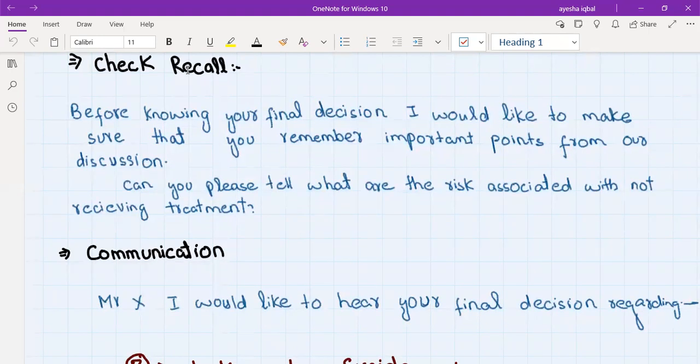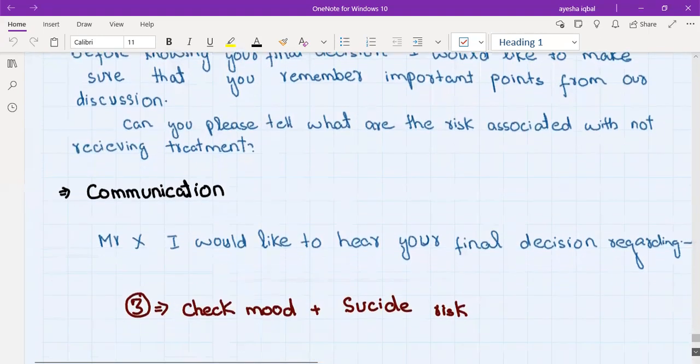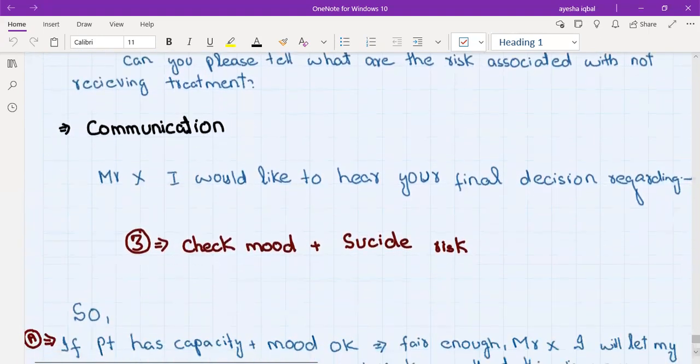And the final step here is checking communication. The patient must clearly communicate to you at the end that he does not want to receive this treatment. So you should ask him, Mr. X, I would like to hear your final decision regarding not receiving this treatment, or I would like to hear your final decision regarding going home. Now you have checked the capacity of the patient, whether the patient has capacity or not.